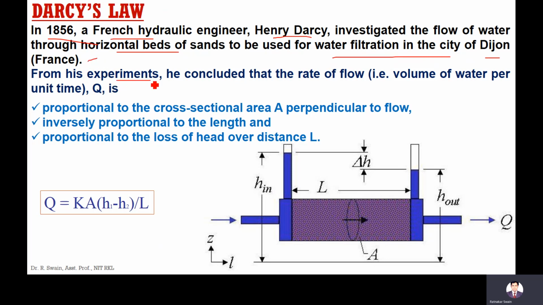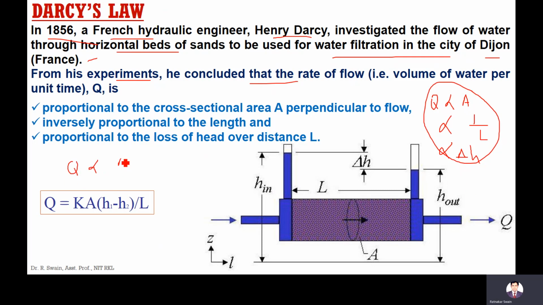Okay, so from his experiment he found that the volume of water per unit time, which is called discharge or rate of flow, Q, is directly proportional to the cross-sectional area perpendicular to the flow, meaning the cross-sectional area of the soil mass, inversely proportional to the length of the soil mass, and proportional to the loss of head, delta H, over the length L. So if you combine this, you will get discharge is directly proportional to delta H by L into A.